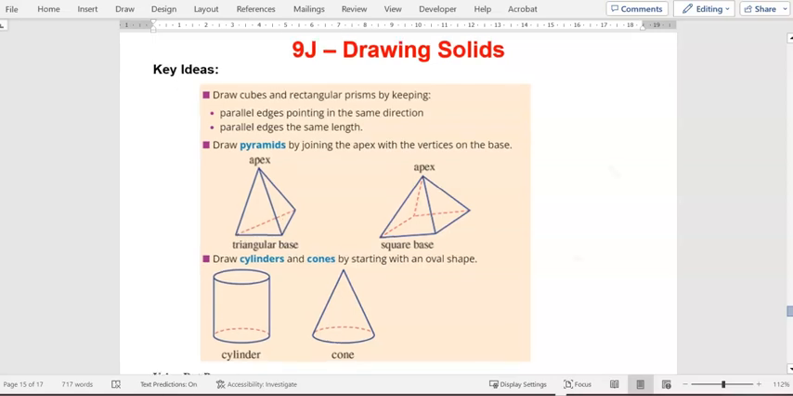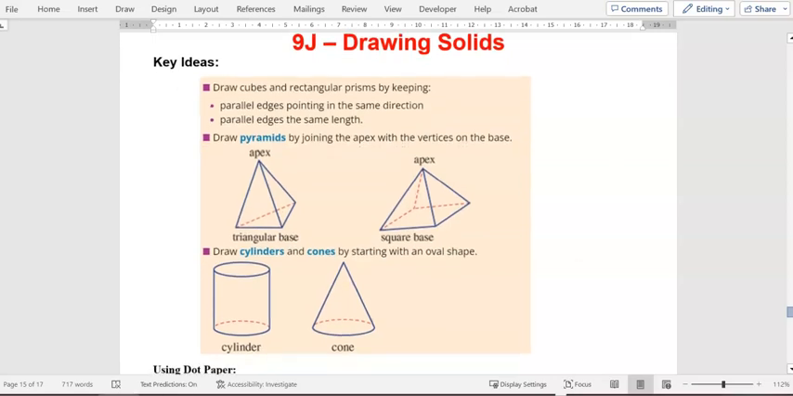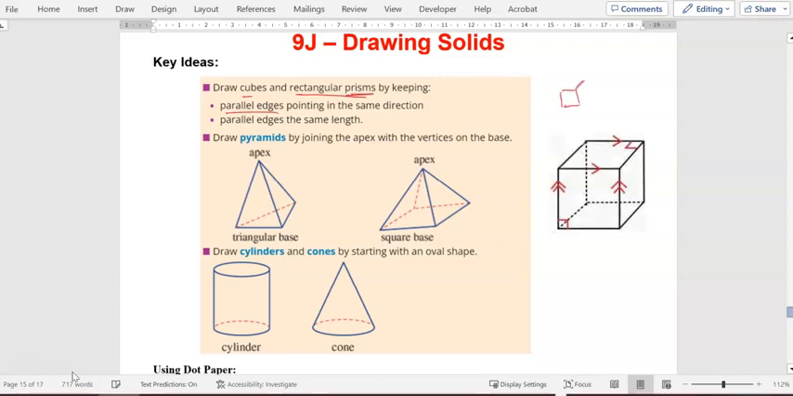Okay, so when we're drawing solids, we have to sort of draw the part that we can't see behind us. So drawing a cube and a rectangular prism, there's a really good word, prism: you keep parallel edges pointing in the same direction. So that works really well if you're doing a cube. So I'll keep these ones parallel and these ones parallel.